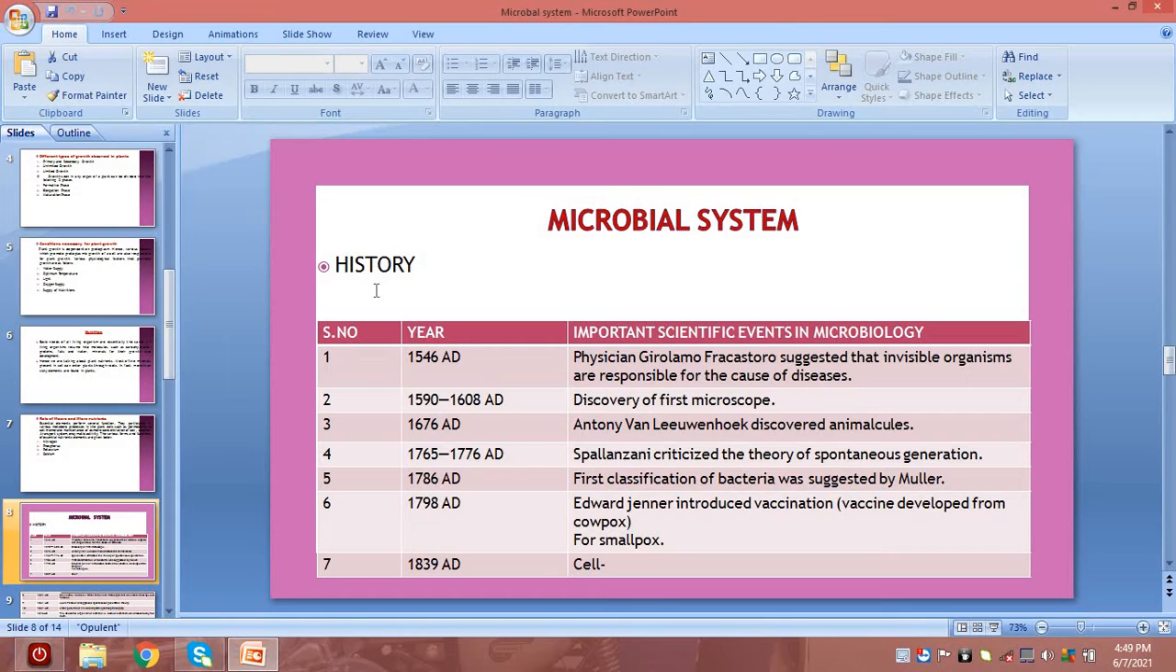When we talk about the history, different scientists have observed or done research on different microorganisms with the help of the microscope. The microscope is the instrument which we use to do research on these microorganisms. As they are very small, they cannot be seen with the naked eye. We need to see them under the microscope. So, the history of the microbial system.